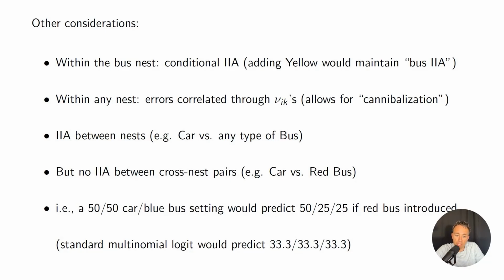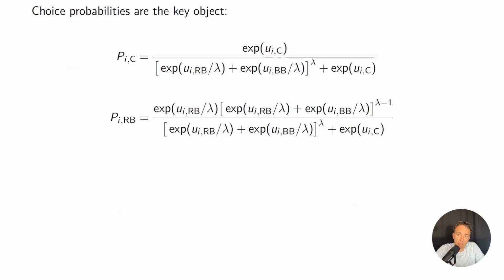So that's what we mean by introducing correlated errors into these models, so that there's some kind of substitutability between the alternatives. So now that we've derived the error structure, from an estimation standpoint, what we care more about is the choice probabilities.